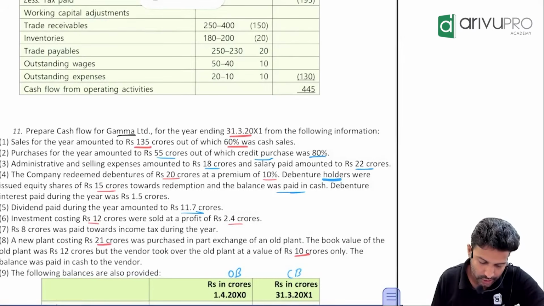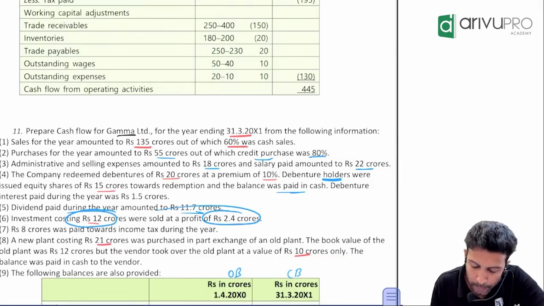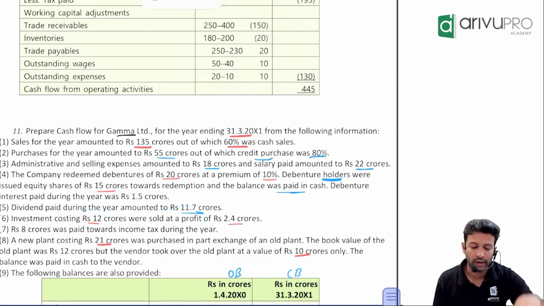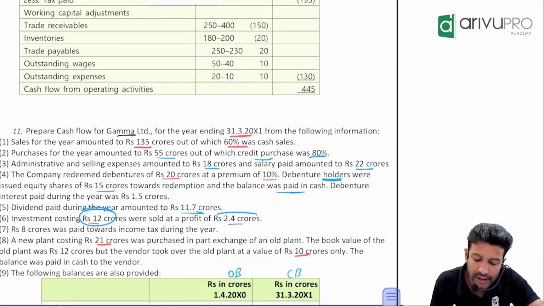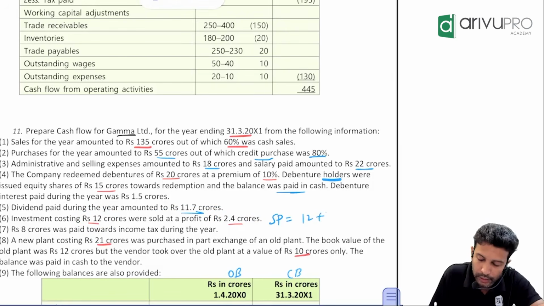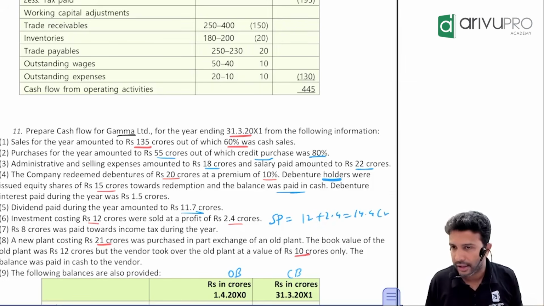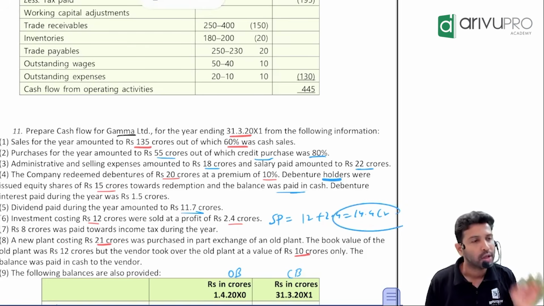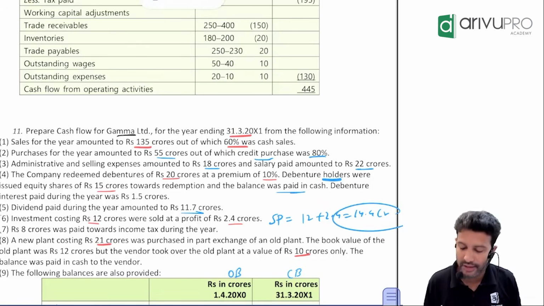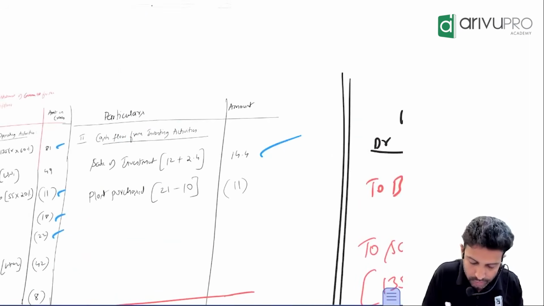Next. What is next? Investment which cost 12 crore was sold at a profit of 2.4. It cost this much, but by selling we made how much profit? 2.4. So what is your selling price? 12 plus 2.4, which is 14.4 crore. Sale of investment, what activity? Investing activities. Which amount should come? 12, 2.4, or total sale value? Total sale value should be shown under investing activity as negative or positive? Positive 14.4 under investing activity.